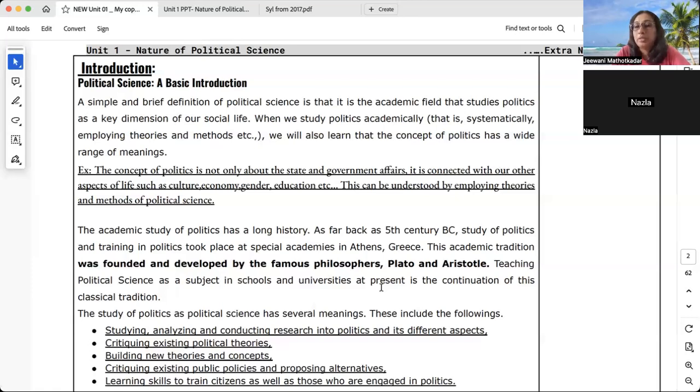We learn politics or political science in schools and universities. This is a continuation of that Greek academic tradition, because in ancient Greece also, political science was studied academically in academic institutions. Plato, Aristotle and some other philosophers helped to study these subjects academically.